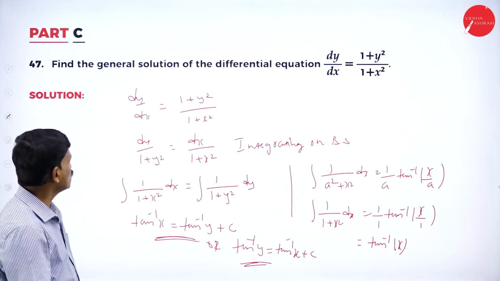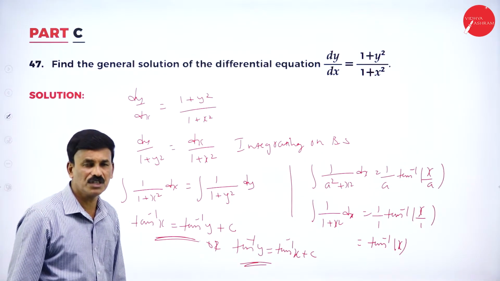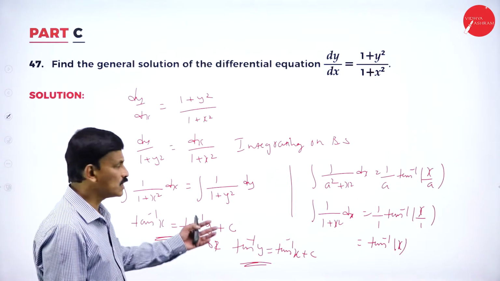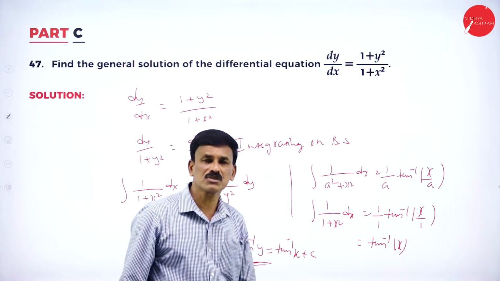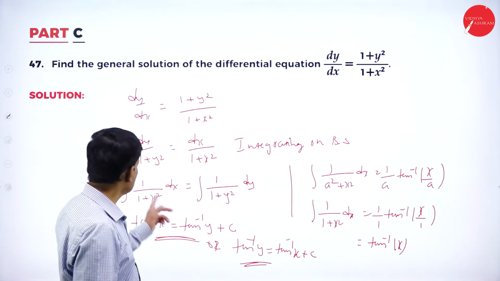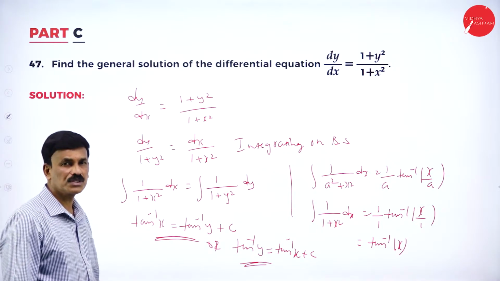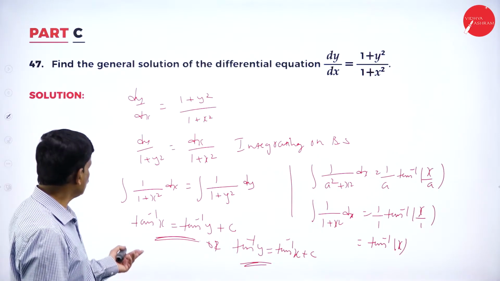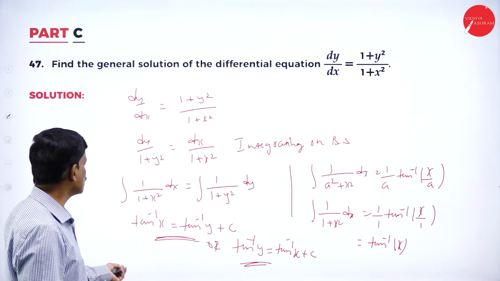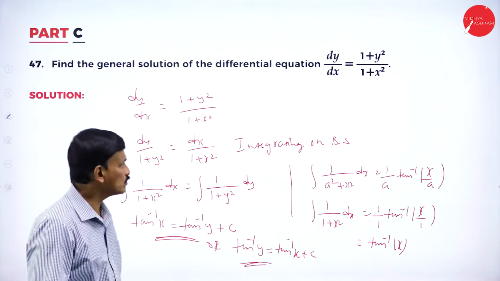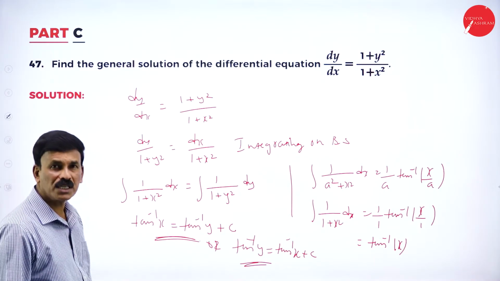Okay, very simple. Just separate the variables, x and dx variable, y and dy variable, integrating on both sides, that will give the result. You know this integration of 1 over (a square plus x square) is 1 over a tan inverse x by a. So integral of 1 by (1 plus x square) is tan inverse x, and integration of 1 by (1 plus y square) is tan inverse y. So tan inverse x is equal to tan inverse y plus c, or tan inverse y is equal to tan inverse x plus c is the required solution for this given differential equation. Hope you followed. Now let us come to the next problem.